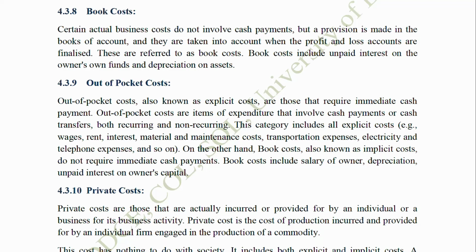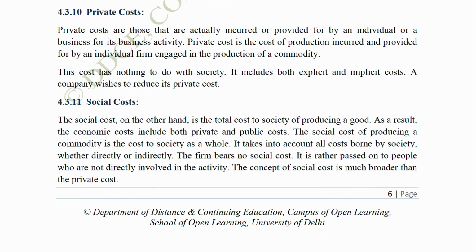4.3.10 Private costs. Private costs are those that are actually incurred or provided for by an individual or a business for its business activity. Private cost is the cost of production incurred and provided for by an individual firm engaged in the production of a commodity. This cost has nothing to do with society. It includes both explicit and implicit costs. A company wishes to reduce its private cost.